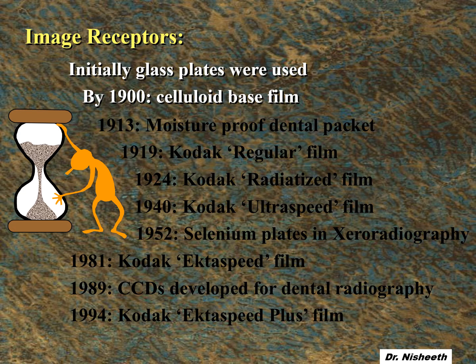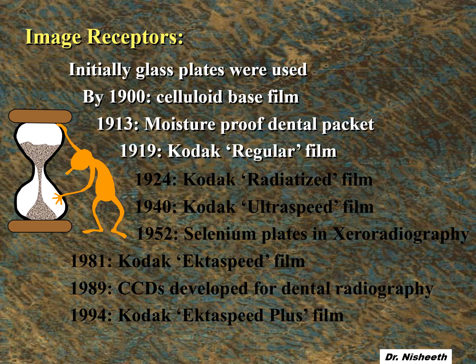But what was the problem? That it caught fire. Once Kodak, the largest company, had a lot of reels of the cellulose films, and once it caught fire because it is highly inflammable, so then they switched over to plastic. Later, the moisture-proof dental packets started coming. I'm talking about the dental films, and the plastic films started coming.